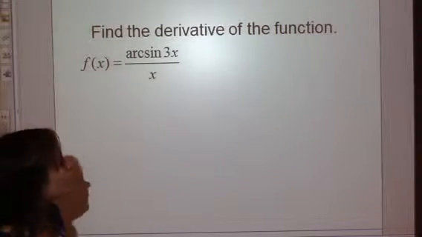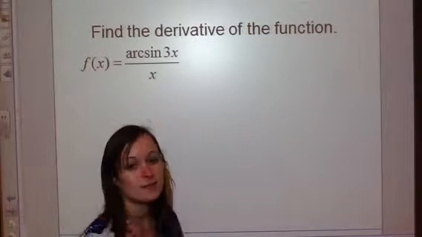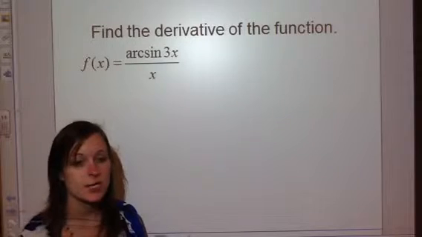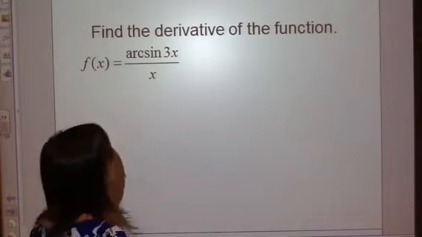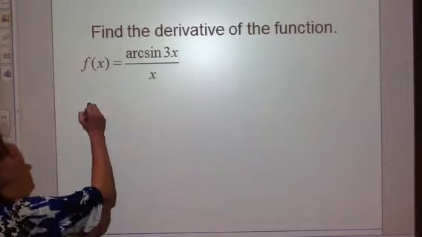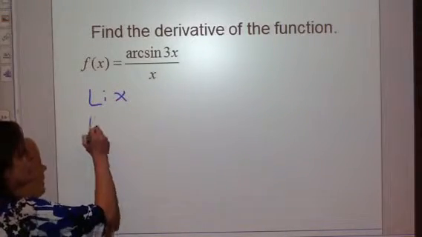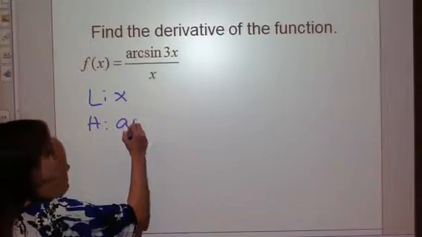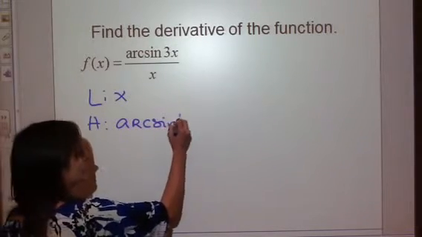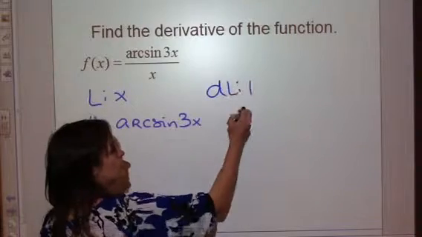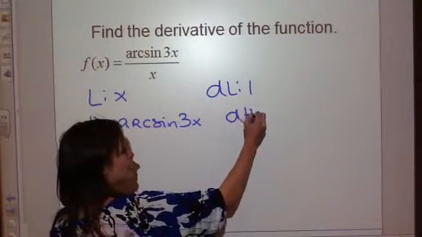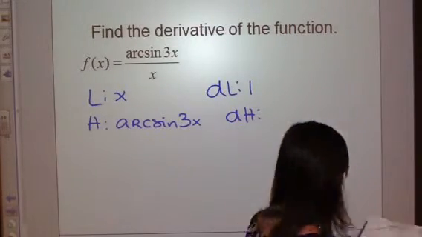So here we got arc sine 3x over x. You have x in 2 spots, so therefore you're going to have to do product or quotient rule. So we're going to do quotient rule. So low is x, high is arc sine of 3x. Derivative of your low is 1. See if you can do the derivative of your high on your own.